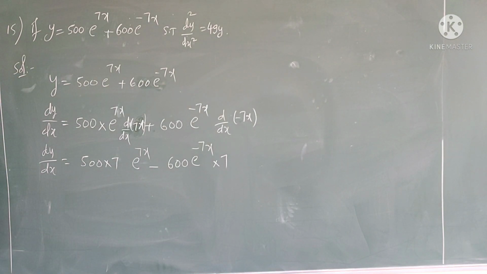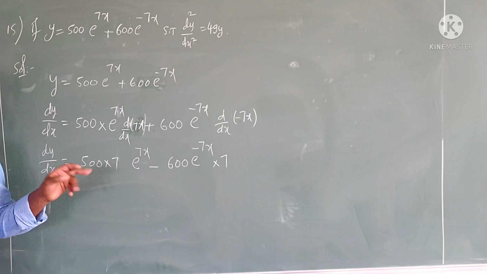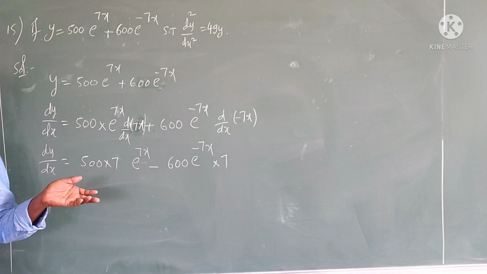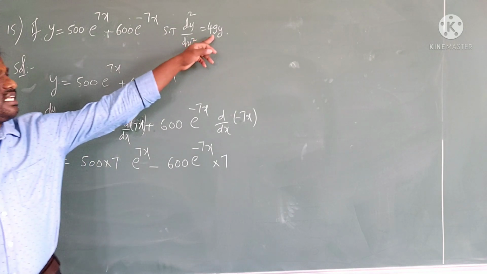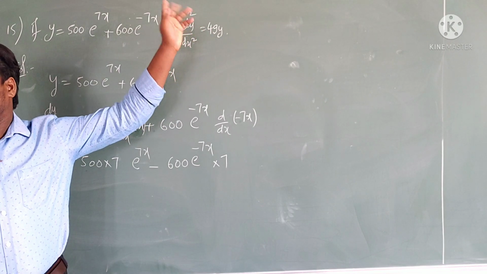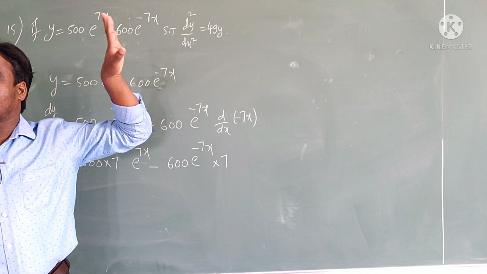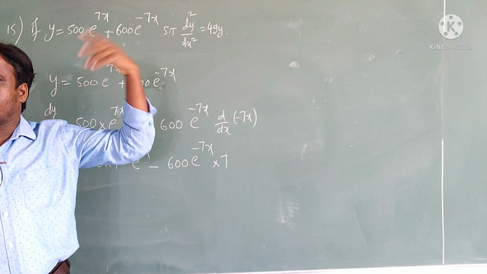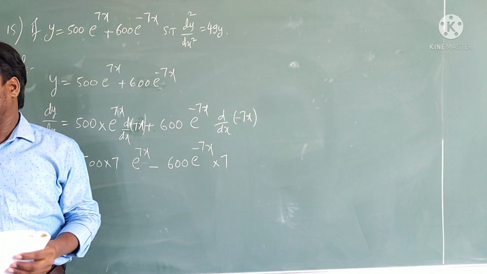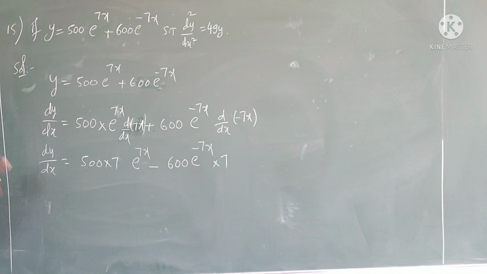Now what do I do here? I will find d2y by dx square. You can multiply this out, but I am not multiplying, because I need to get 49. If I differentiate again, I get 49. So that's why I am not multiplying. If you want to multiply, you can multiply; there is nothing wrong in this. So keep it as it is. Now differentiate.